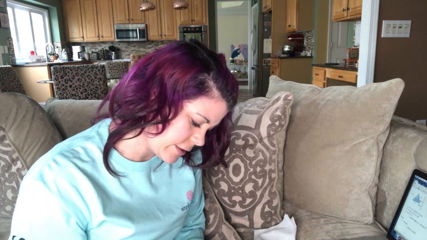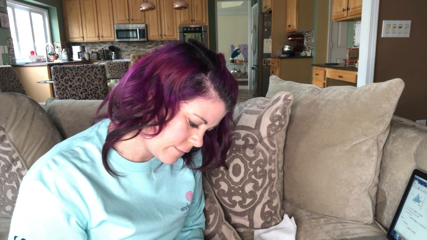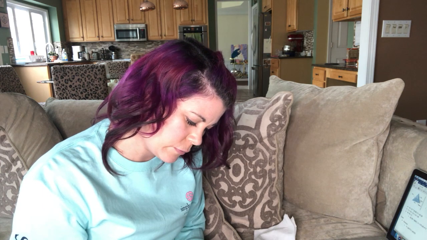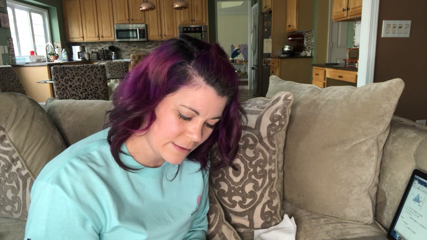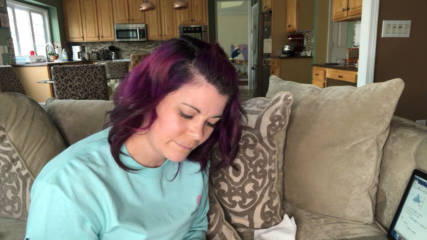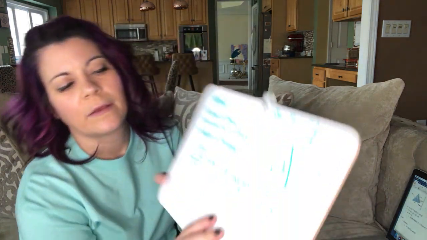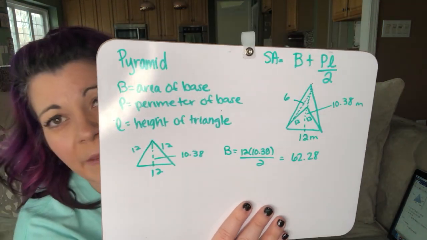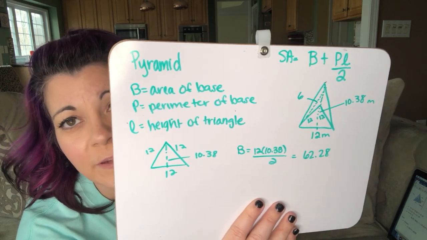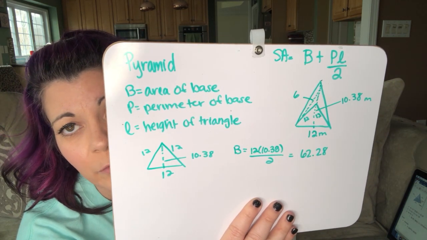So I'm going to redraw that triangle. 12, 12, 12, and then the height is 10.38. The area of a triangle, remember, is base times height divided by 2. So 12 times 10.38 divided by 2, and I get 62.28. Now I'm going to find the perimeter of the base. The perimeter is just 12 plus 12 plus 12, which is 36.